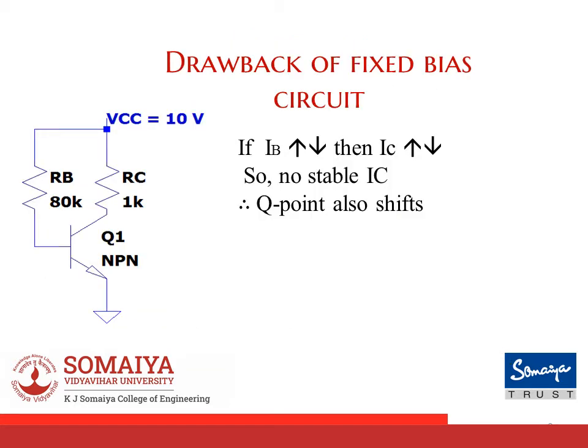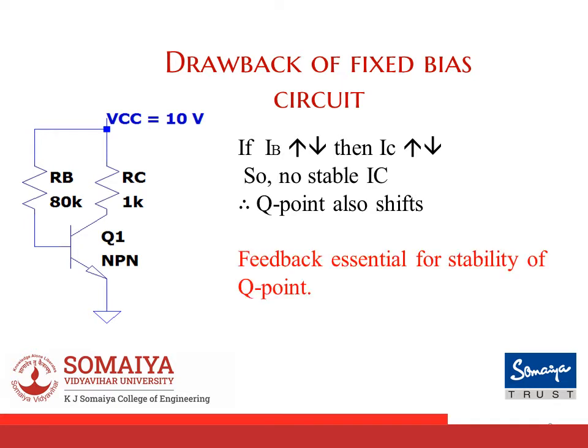Although fixed bias is the simplest technique for biasing, it has one drawback. The drawback is that the Q point shifts and it does not give you a stable Q point. As you can see, if IB increases, then IC will also increase because I know IC is beta times IB, and hence there will be no stable IC and the Q point will go on shifting. That is one big drawback of the fixed bias circuit. So we need to introduce feedback for stabilizing the Q point, which is done by introducing an emitter resistor in a fixed bias.